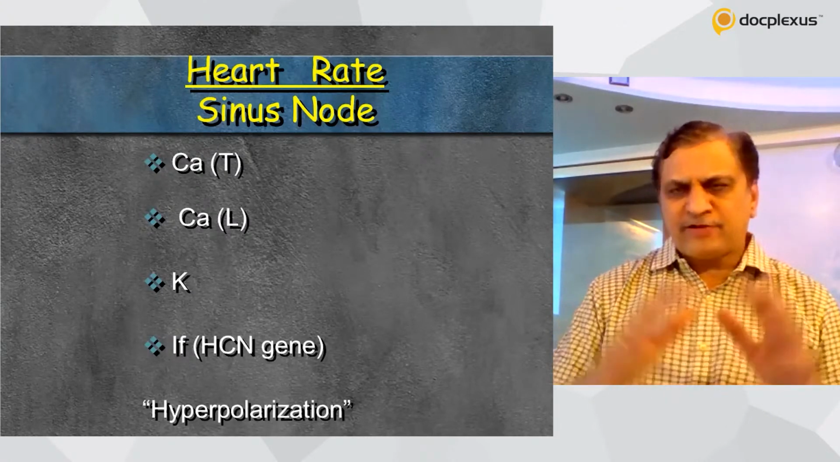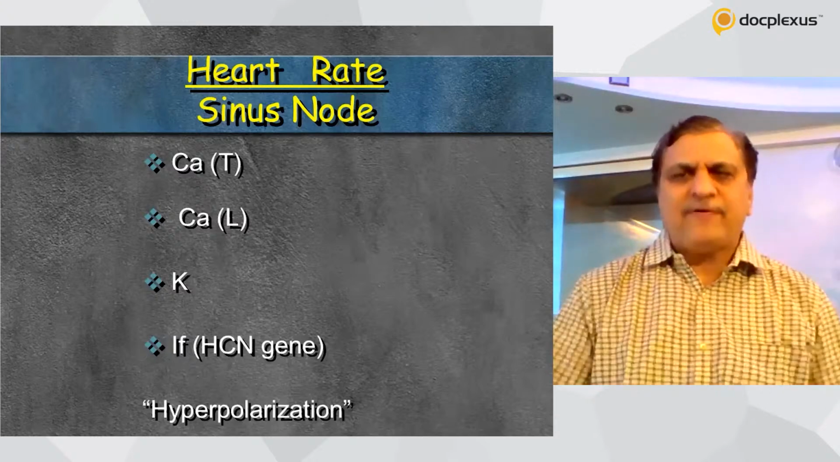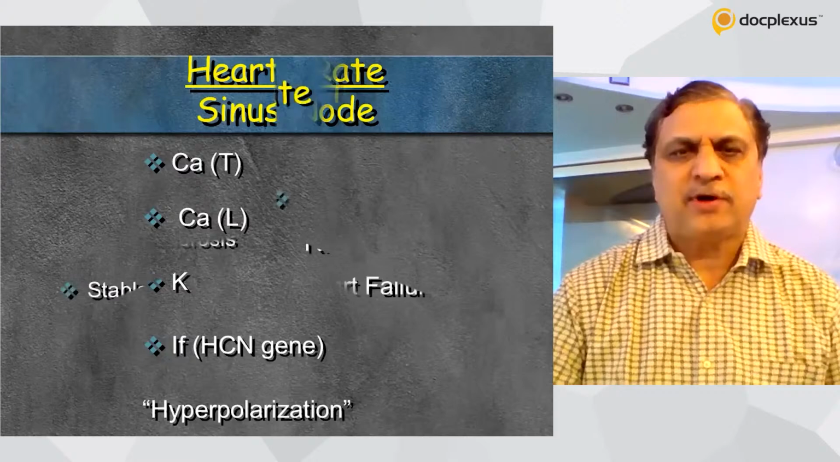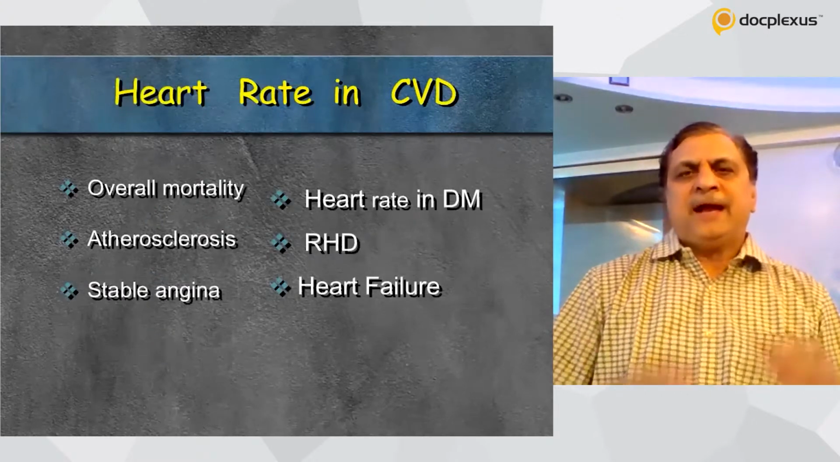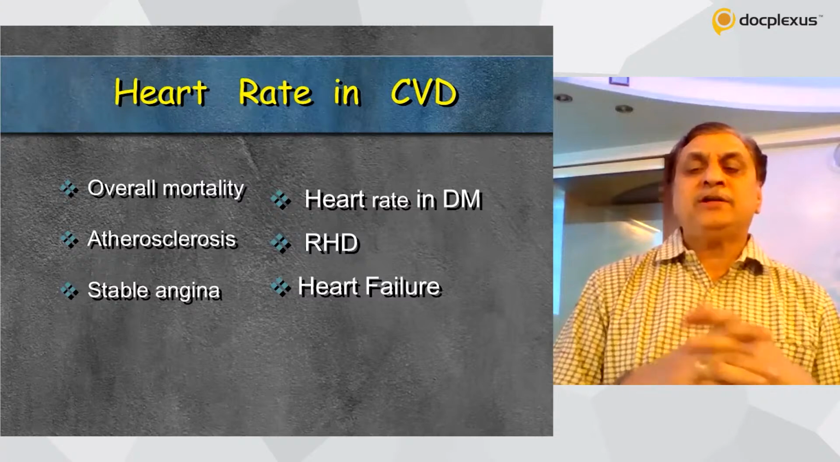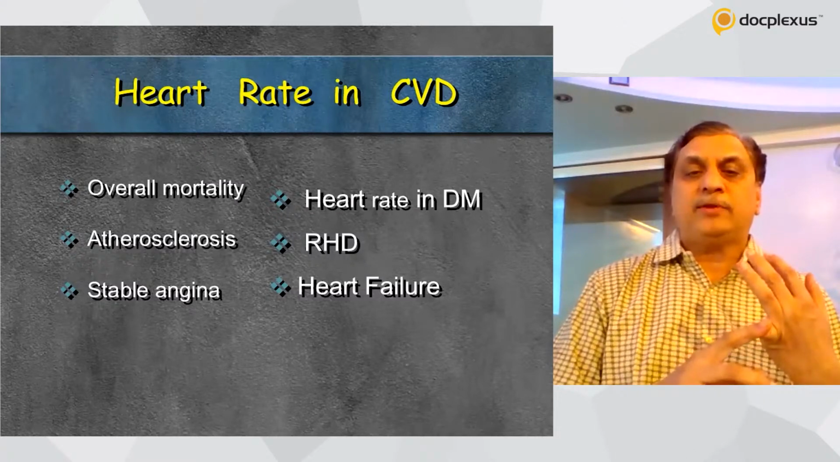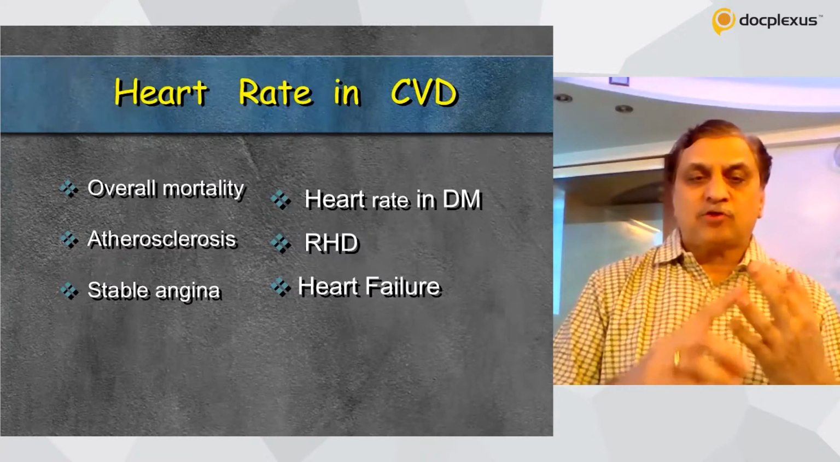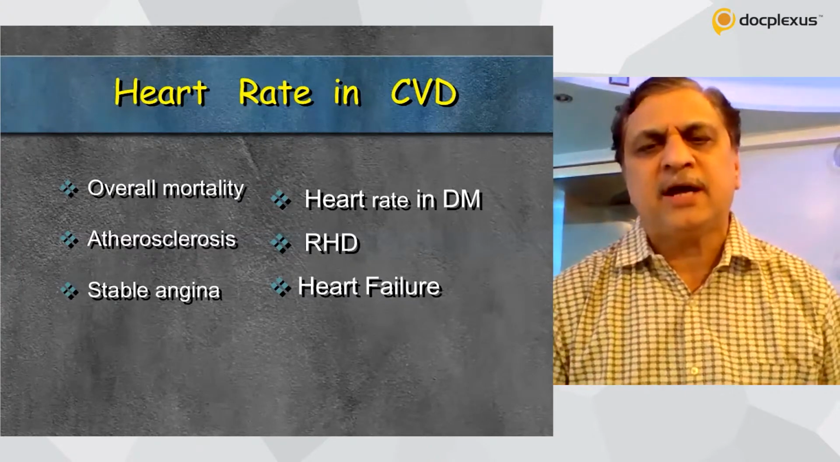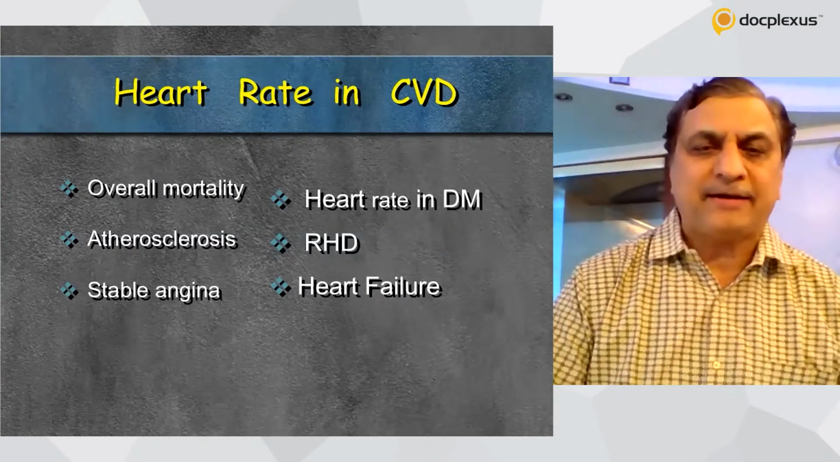So there are physiological factors, diurnal factors. But basically now what we want to look at in cardiovascular diseases is that in different diseases, heart rate in cardiovascular diseases, what is the overall mortality depending on the heart rate? We are going to discuss atherosclerosis, stable angina, and different clinical patterns which you see in our day-to-day clinical practice.